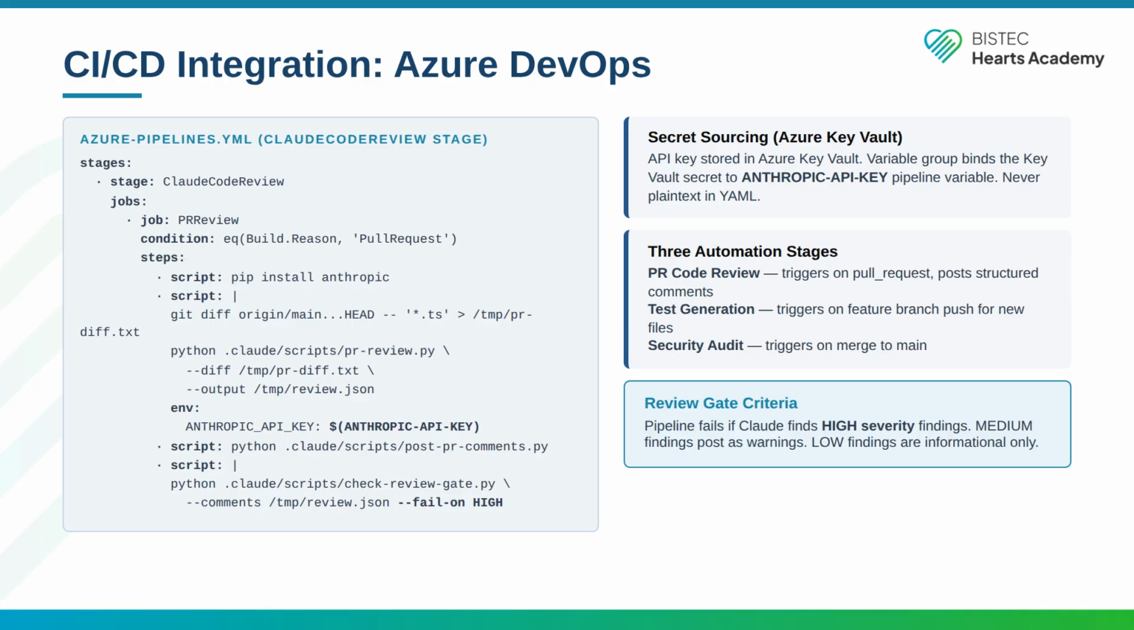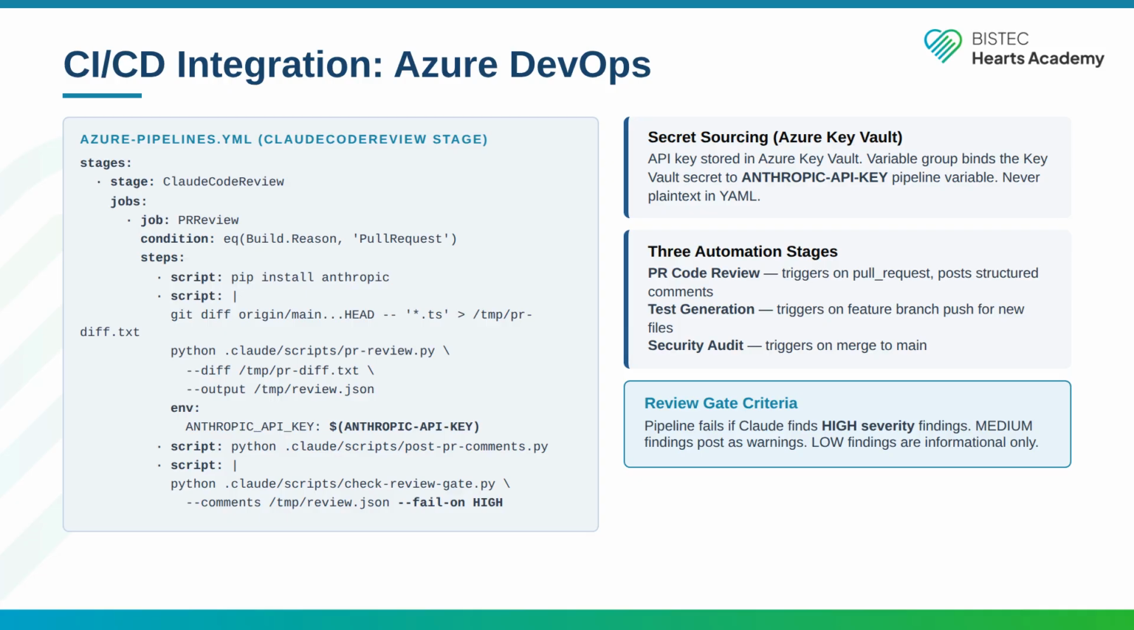The Anthropic API key is sourced from Azure Key Vault through a variable group named SalonPay secrets. The pipeline references it as ANTHROPIC_API_KEY. This is a correct pattern. The key is never hard-coded in YAML, never stored in source control, and can be rotated in Key Vault without touching the pipeline definition. The 3 CI/CD automation stages cover different trigger points.